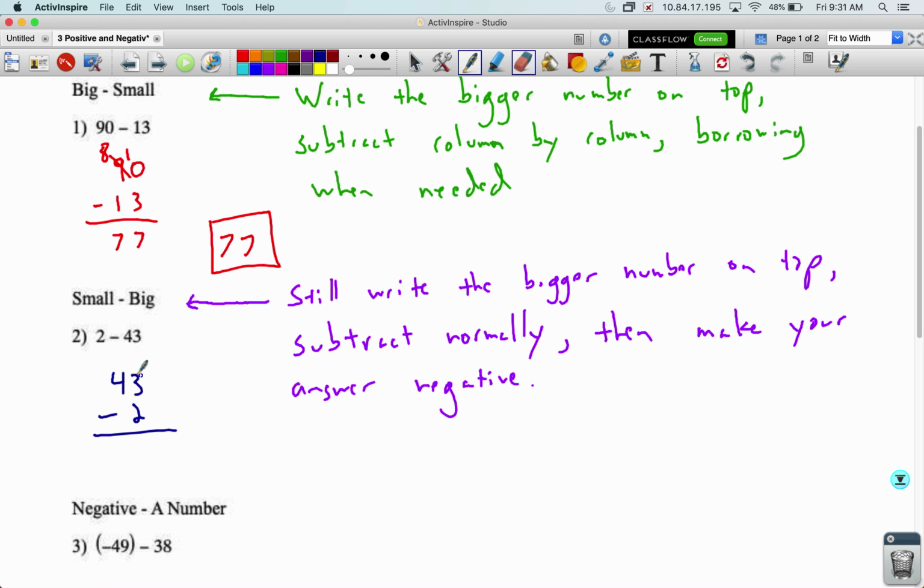So 3 minus 2 is just a 1, the 4 carries down, but then we take this 41 and we make it a negative 41. So to put it back in terms of money, if we have $2, then we spend $43, we're now $41 in debt.